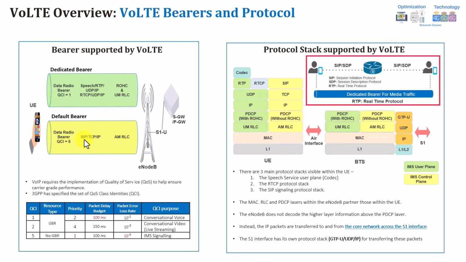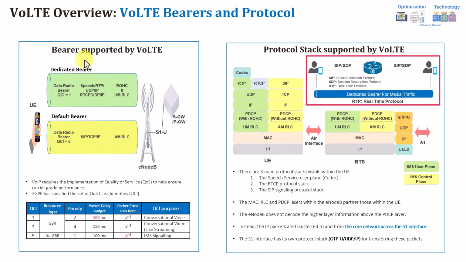And as you can see, it's using SIP. This is usually transmitted through the transport protocol called TCP, over IP. It uses acknowledged mode, meaning all the data needs to be acknowledged whenever there is a transmission between the user and the eNodeB. So it will be acknowledged at the RLC layer.